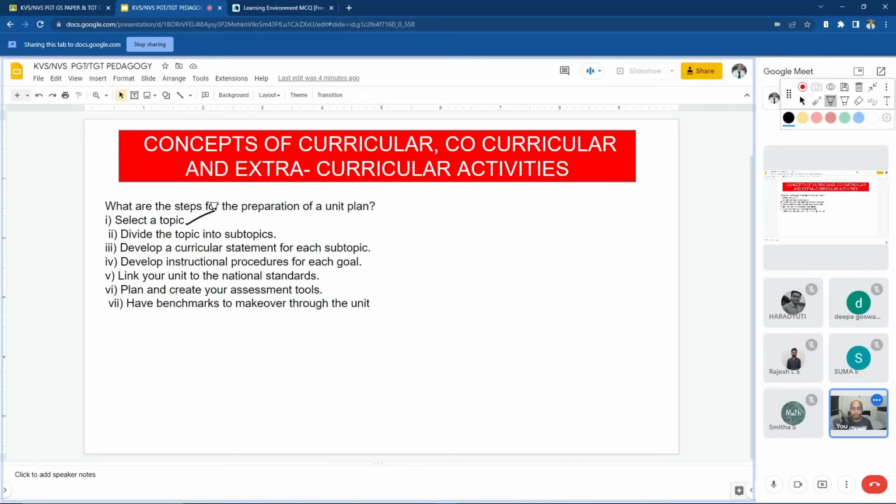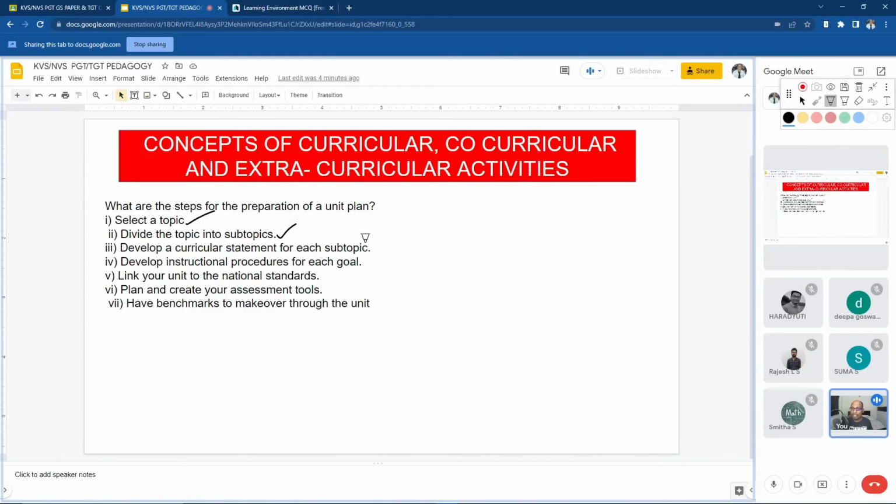Select a topic, divide the topic into subtopics. For mathematics and science teachers, you can't teach the entire chapter in one single class. For English it is possible, we will take one lesson, we'll teach one lesson. But for science, you need to divide that lesson into different topics and subtopics.